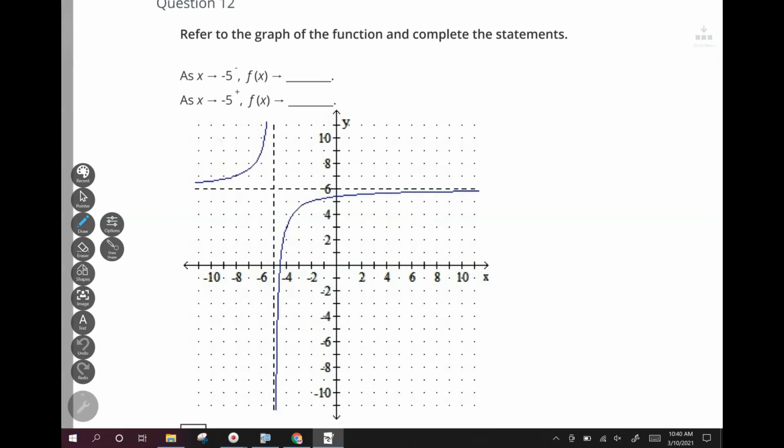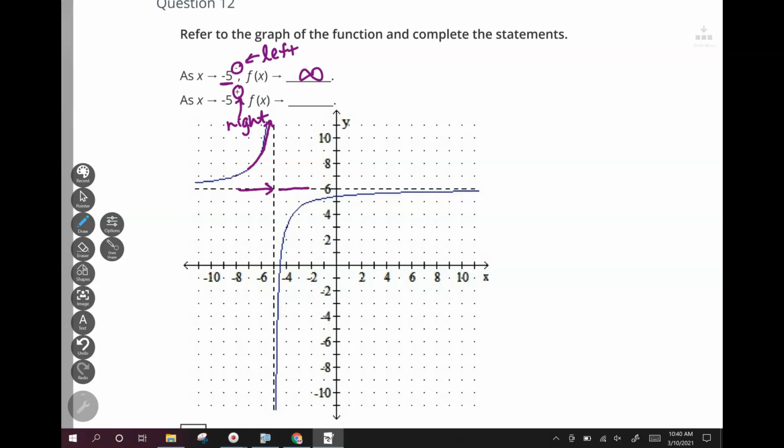All right, looking at number 12. So this is saying as x approaches -5 from the left. That's saying from the negative side, which is from the left. So as I move towards -5 from the left, what is my function approaching? So here it is. As I move towards -5 from the left, that is going up, up, up to infinity.